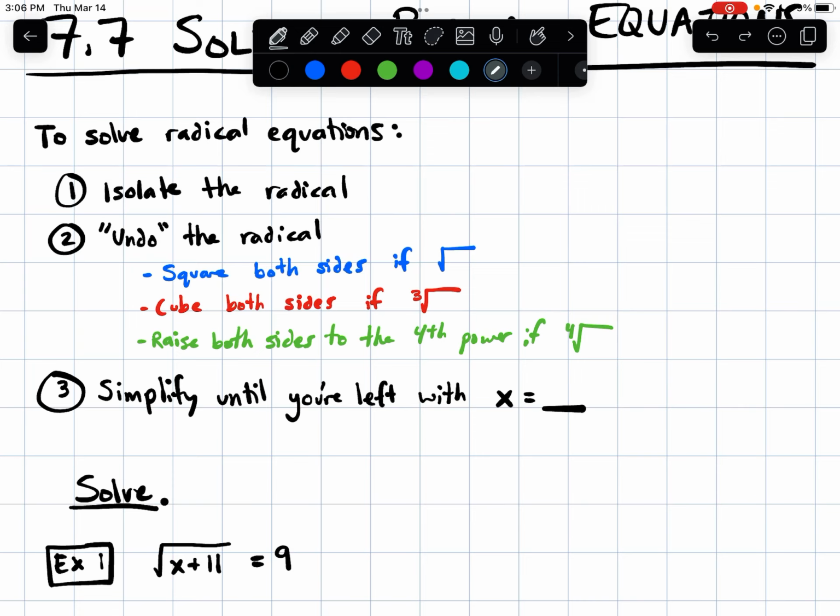Every operation has an inverse operation. We're just doing the inverse to try to remove those roots, those radicals. And the last thing, you're just going to simplify until you're left with x equals whatever number you get. That means you're done once you get x equals a number. The nice thing about these is that you can always plug your number back in and check to make sure you did the right steps.